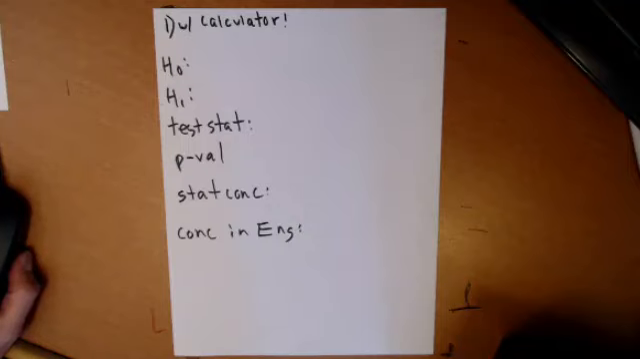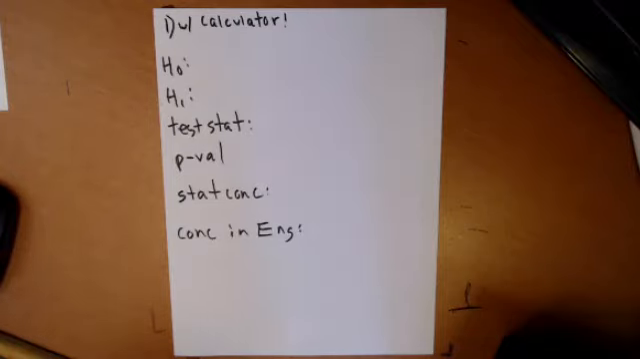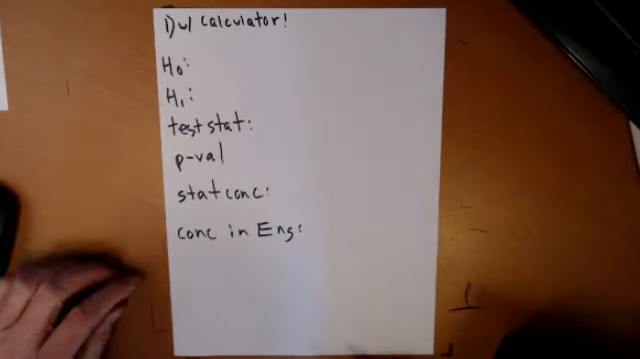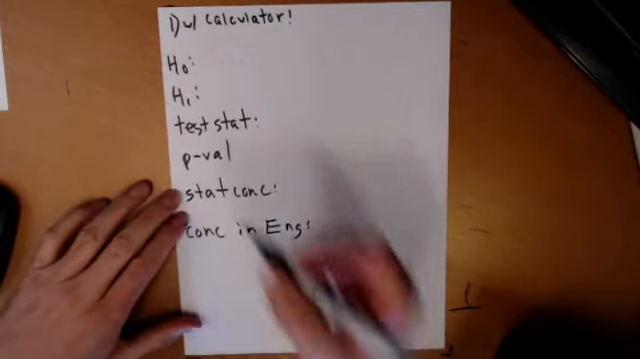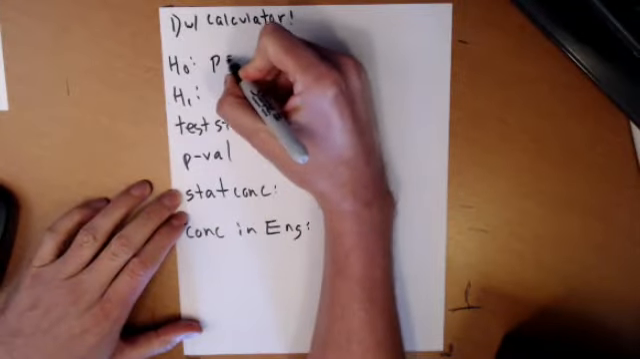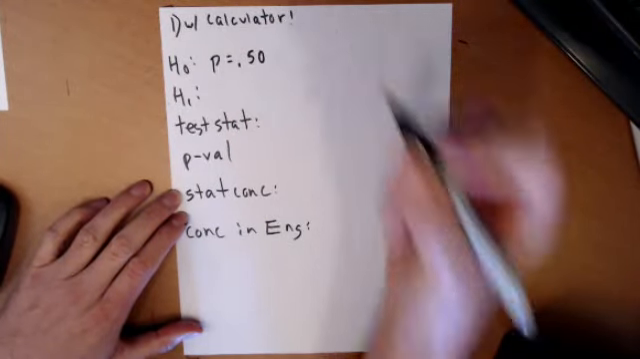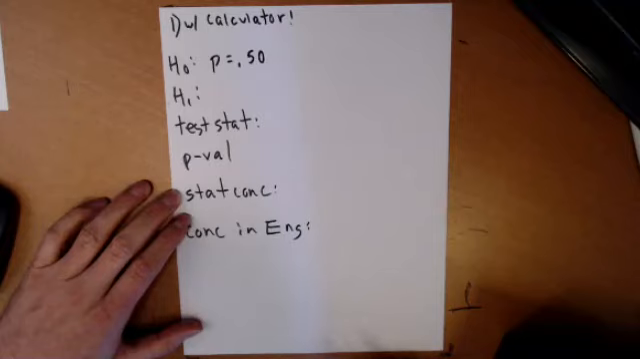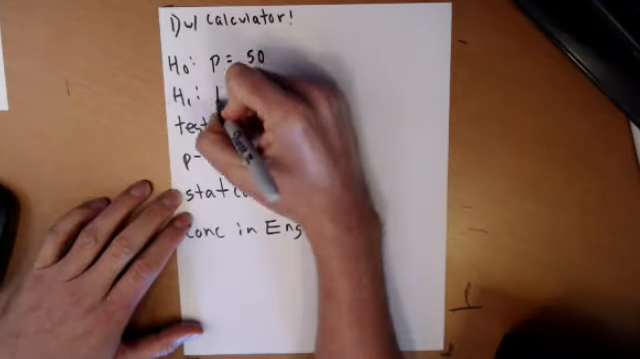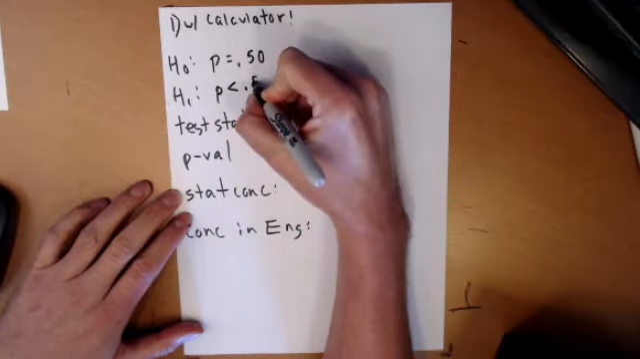Hey folks, let's redo problem number 1 with a calculator. So everything starts out the same. Let's see, the coin's supposed to be a fair coin, 50-50. So what's the H0? P should equal 0.50. Do we think it's coming up more or less or different? We think it's less. Okay, so P is less than 0.50.